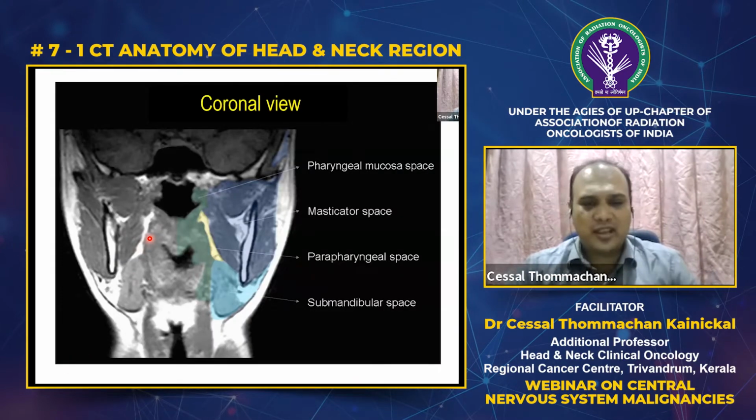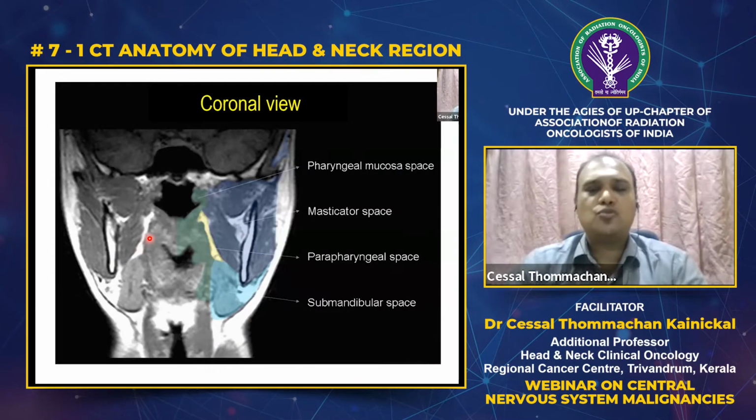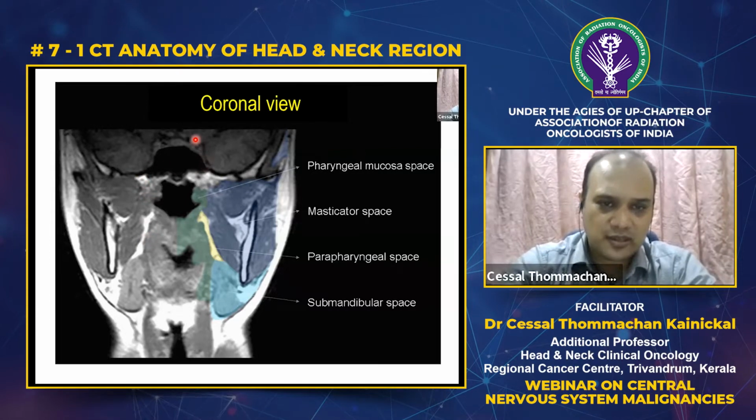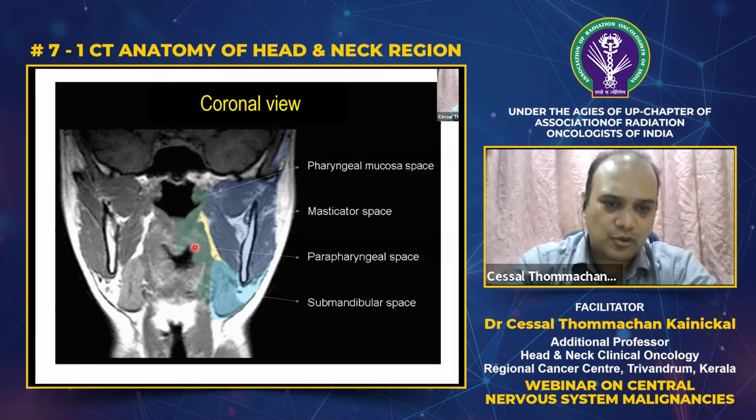Coronally, this is also very helpful, and it is very important to know, suppose this is at the level of the foramen ovale. This is the cavernous sinus. If you have any tumor here at the extremity, this is what we have discussed earlier. And this is the pharyngeal mucosal space. This is the pharyngeal mucosa of the nasopharynx. This is the oropharynx, at the soft palate here. This is the tonsil. So this is the pharyngeal mucosal space, the green one.